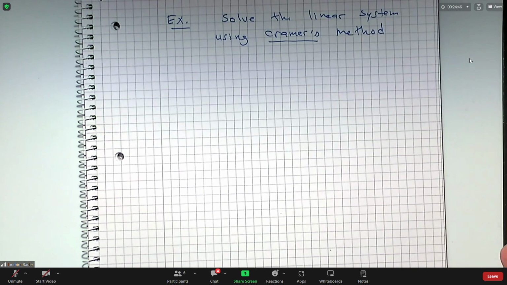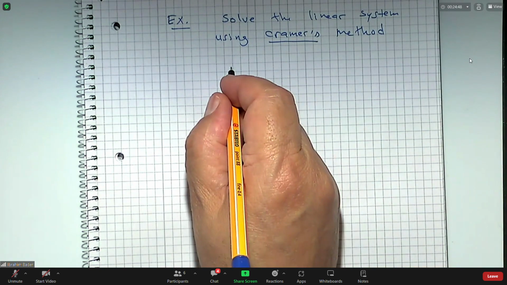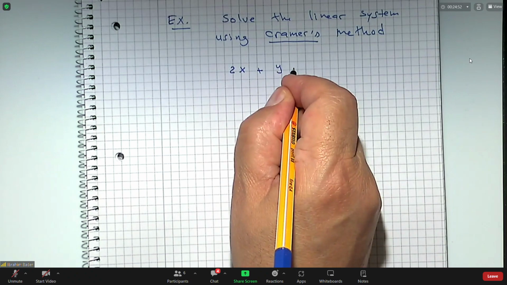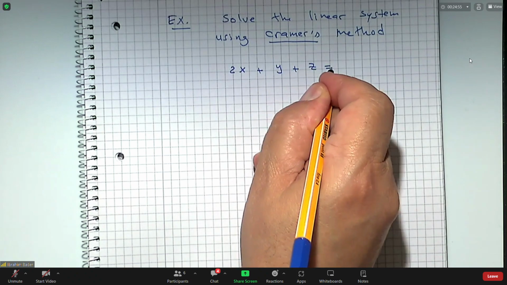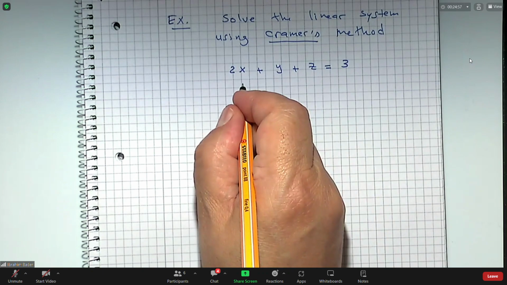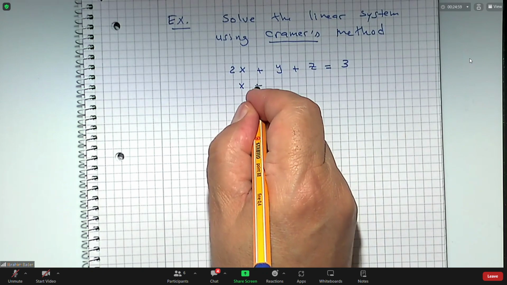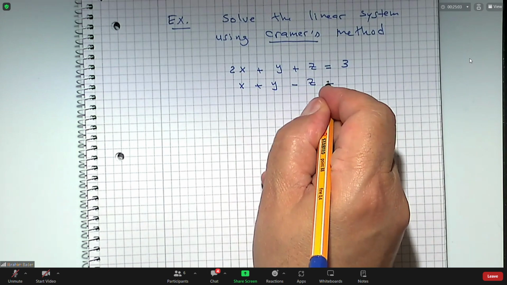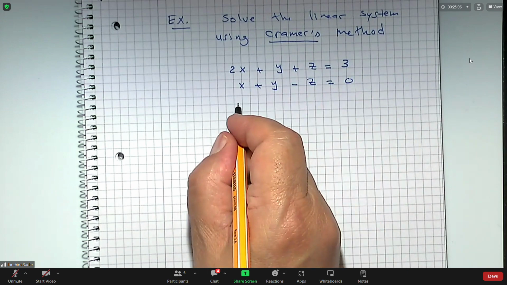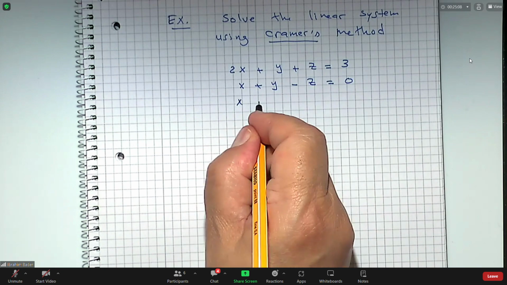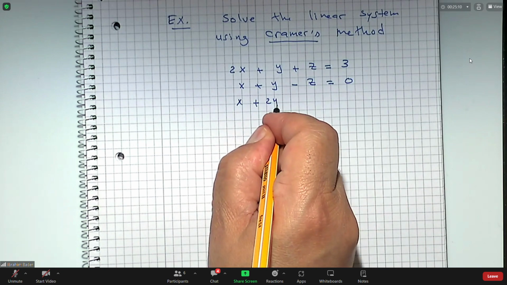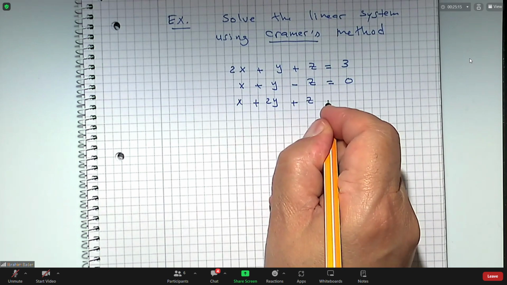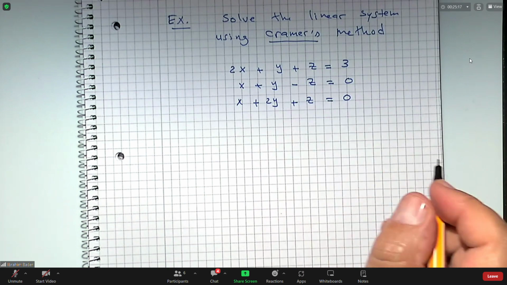All right, so the linear system is given by 2x plus y plus z is equal to 3, x plus y minus z is equal to 0, and x plus 2y plus z is equal to 0.